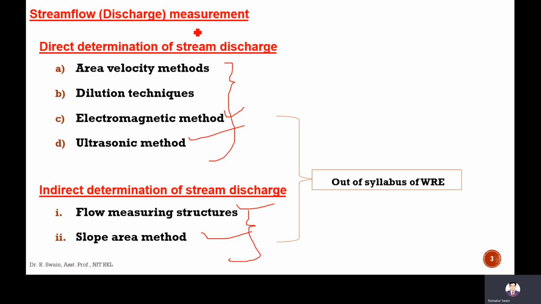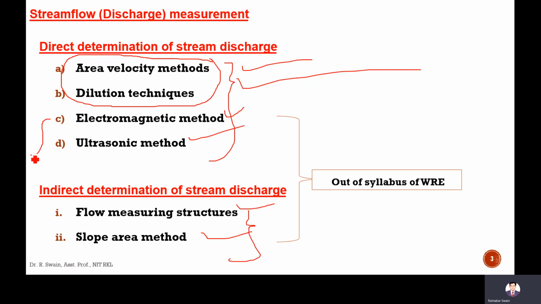Out of these, only the area velocity and dilution technique are in the syllabus, whereas the electromagnetic, ultrasound, flow measuring structure and slope area methods are not in the syllabus. However, we will discuss the flow measuring structures and slope area method a little bit, though it is not in the syllabus.